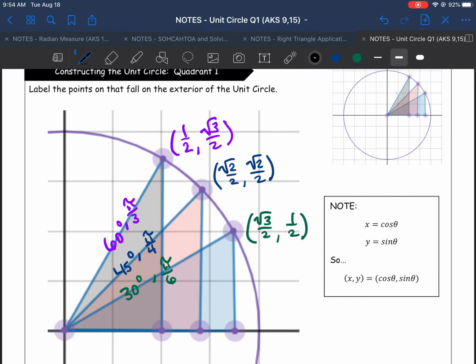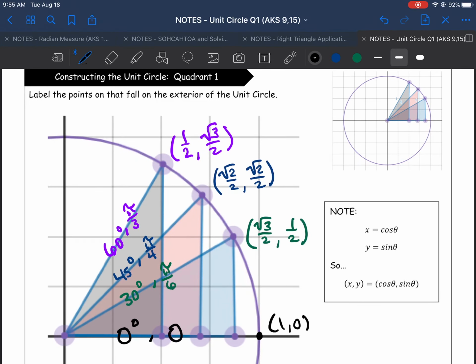Now, there are some other important points that we want to take note of. If we look at the x-axis, well, this would really represent 0 degrees. And 0 degrees converted to radians would be 0 radians. And the point on the circle would correspond to the point 1, 0. Also, if we had a 90-degree angle, this would correspond to the y-axis. 90 degrees converted into radians would be pi over 2 radians. And the point that would fall on the circle would have the coordinates 0, 1.